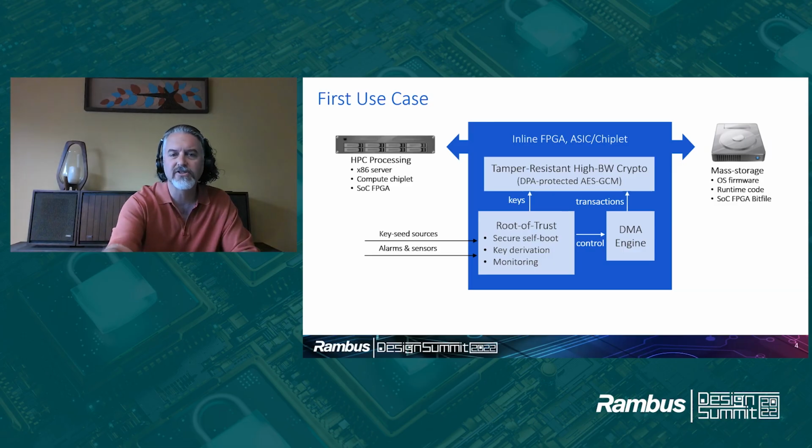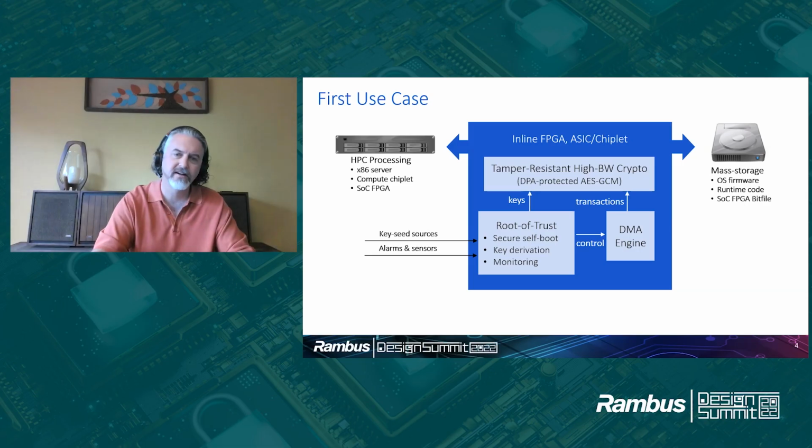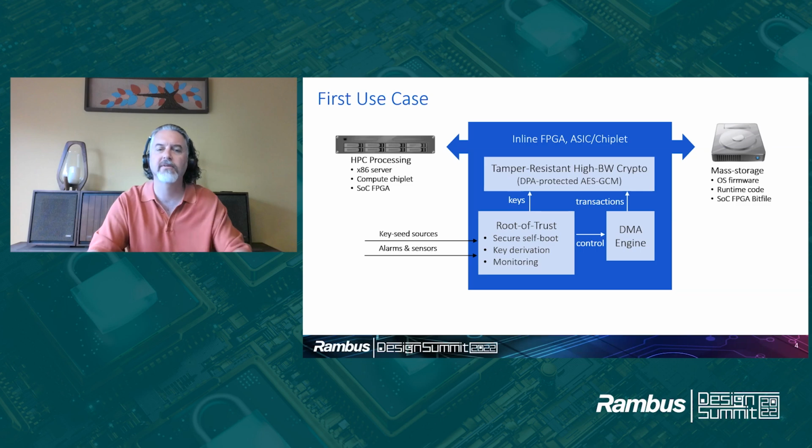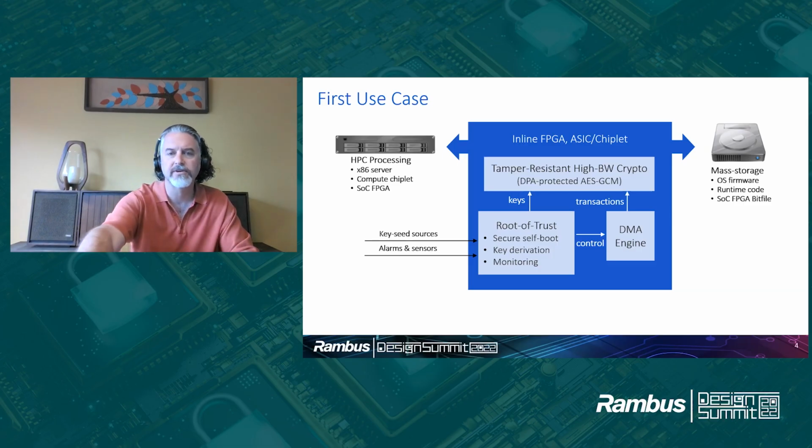And thirdly, perhaps, I've shown a DMA engine here. Again, this is the programmatic object that receives control information from the root of trust system to be able to schedule those transactions through the wire. So this would be what I would consider a sufficient first-class solution for memory security for off-chip NVM storage.